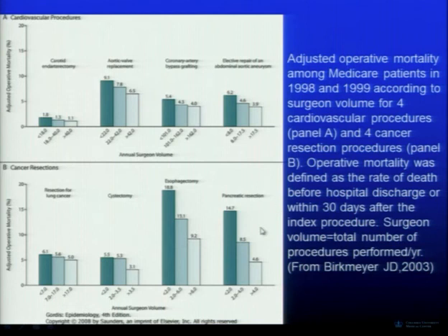So here's pancreatic resection. Less than 2 and then more than 4. And you can see that the rates go down from 14.7 to 4.6. So data like this that was published and has come out is partly why people go to referring centers when they have a major procedure to be done.